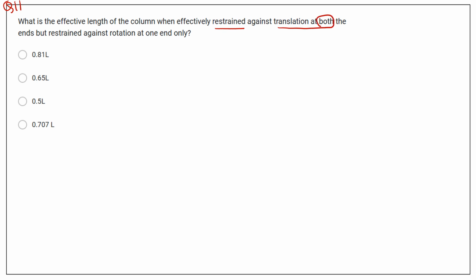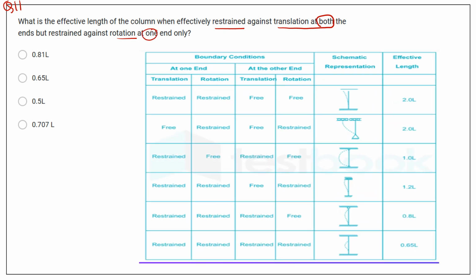And second, restrained against rotation at only one end. Okay, this is the chart for the effective length. These are the boundary conditions and these are the effective lengths. So here the first condition is restrained against translation at both ends. In the sixth and seventh conditions, the translation is restrained, but the second condition is restrained against rotation at only one end.